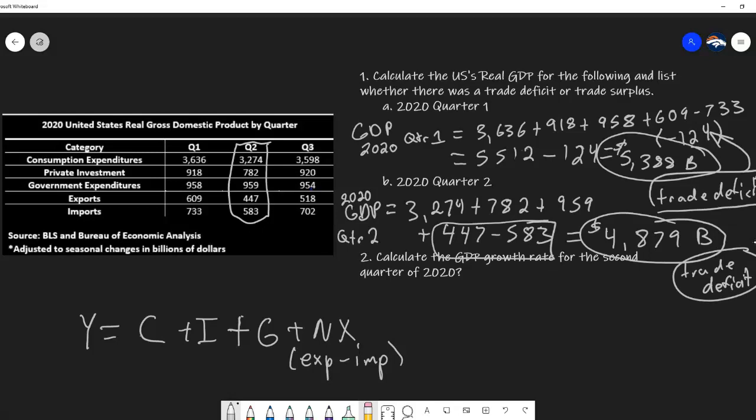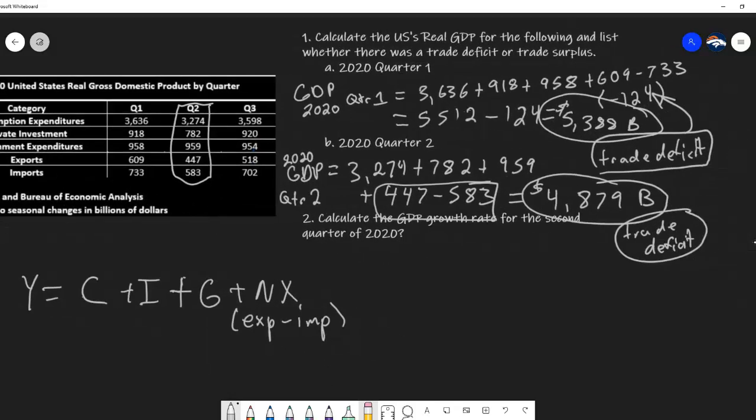Lastly, we need to calculate the GDP growth rate for the second quarter of 2020. Well, how do we do that? Here's why we add up all these specific categories: we're able to determine what's going on in the economy and where we're getting the biggest hit or growth. I like to talk about GDP in terms of the blood pressure of the economy. Anytime someone says the economy grew or shrank, this is what they're talking about.